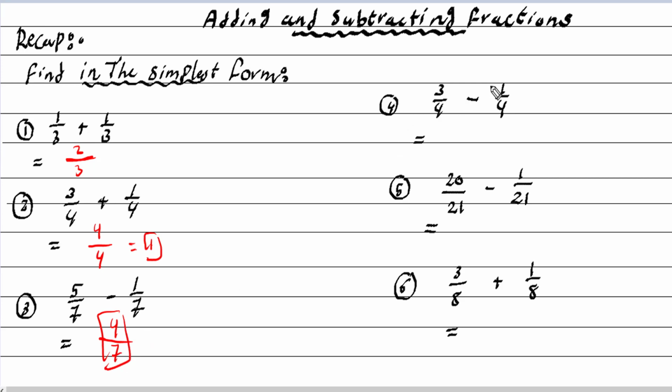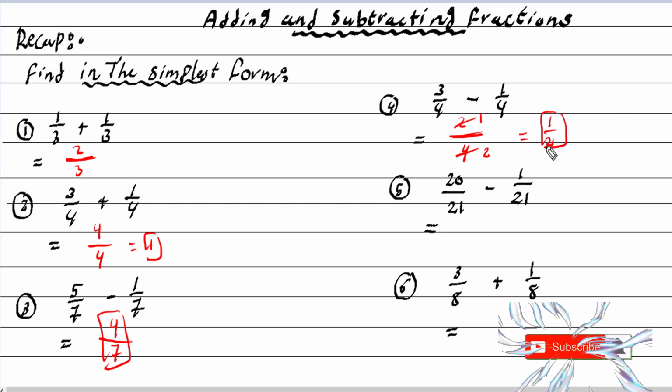3 over 4 minus 1 over 4 equals, we keep the same denominator, which is 4, and 3 minus 1 equals 2. 2 over 4, there is a common factor between 2 and 4, which is 2. So we can simplify now. 2 divided by 2 equals 1, and 4 divided by 2 equals 2. So the fraction will be 1 over 2, 1/2 in the simplest form.